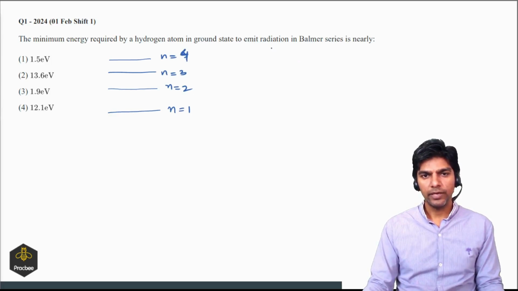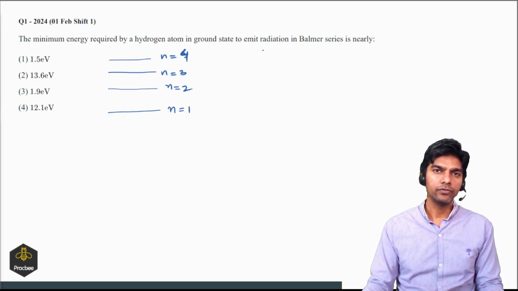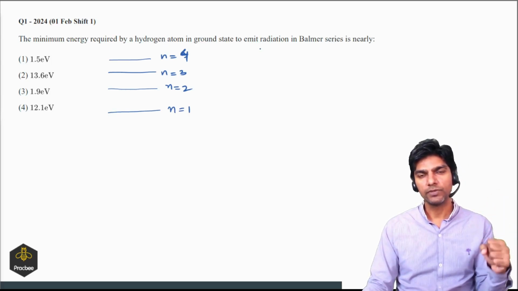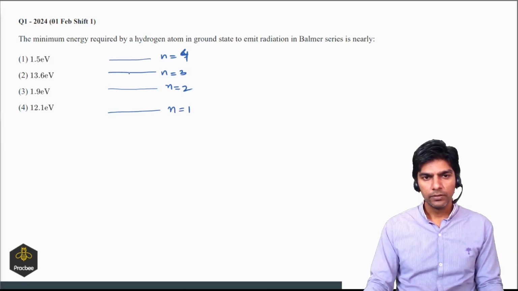So to emit radiation in the Balmer series, the electron from the higher energy level jumps to the first excited state. So you can say the first line will be from 3 to 2, and the second line will be from 4 to 2.